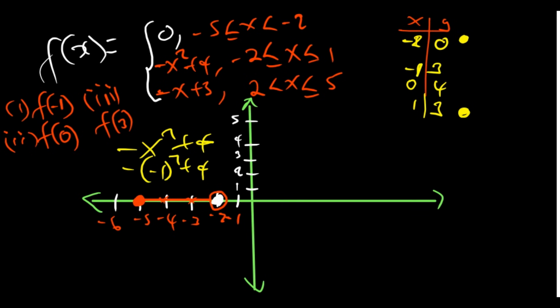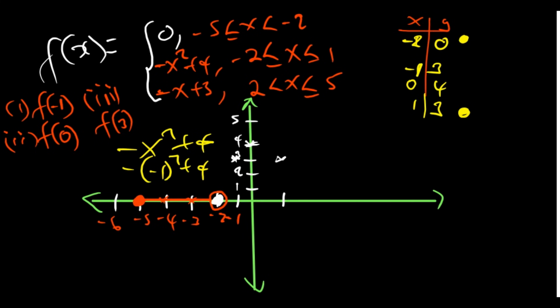So the first point was -2, 0. That is the first point which I've shaded. Then next is negative 1 comma 3, is this point here. Then we have 0 comma 4, okay, which is this point. Next we have 1 comma 3, so I'll put 1 here, 3 is here.